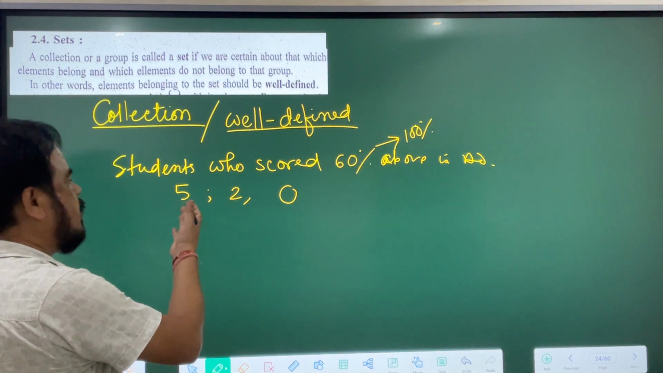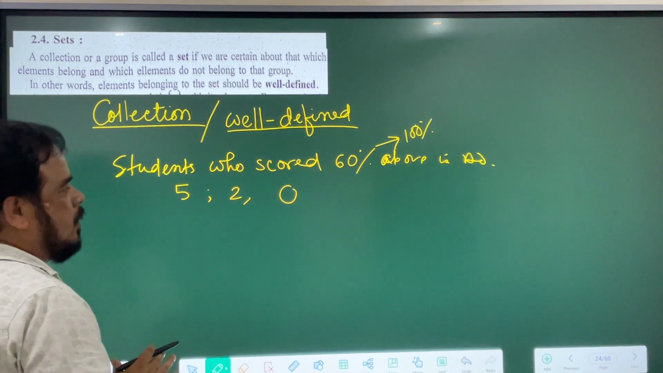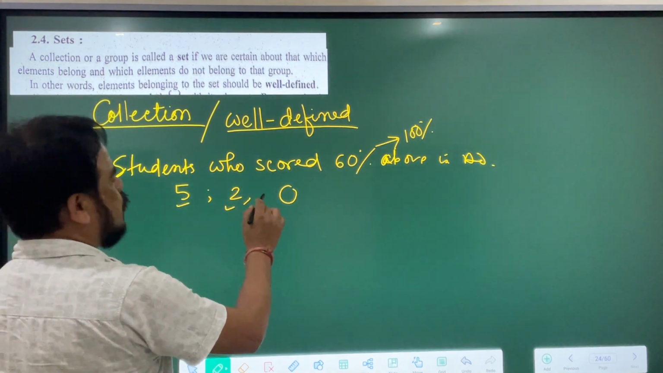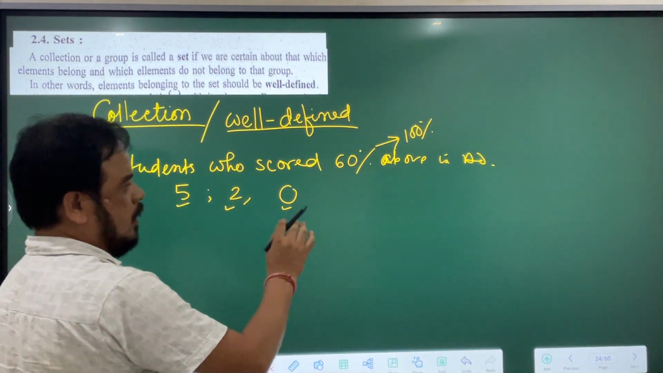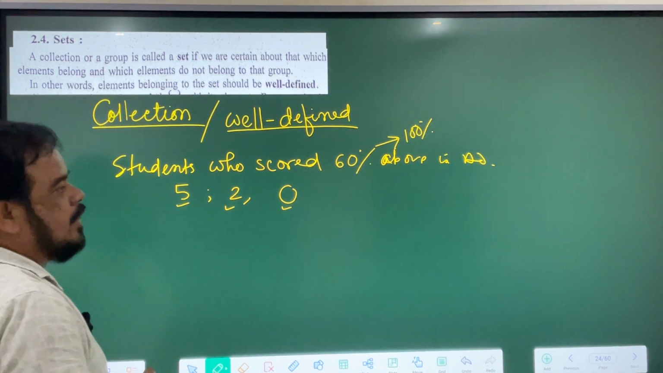If there are 5 students, that means there is a collection. There is a meaningful collection. Either 5 students, 2 students, or no students. So this is well defined. It is called well defined.